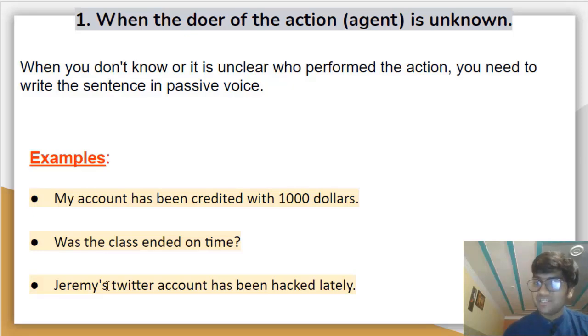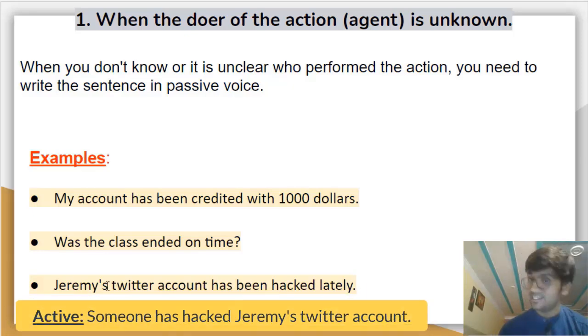Third example, Jeremy's Twitter account has been hacked lately. Your account has been hacked lately. Who did that? Who has hacked your account? We don't know. And since we do not know, we're writing the sentence in passive voice. And let me tell you something, guys. This is common in written English, right? When you do not know the doer of the action, you generally write the sentence in passive voice. But in spoken English, we use an indefinite pronoun and we speak the sentence in active voice most of the times. For example, someone has hacked Jeremy's Twitter account. So that's how I will speak.